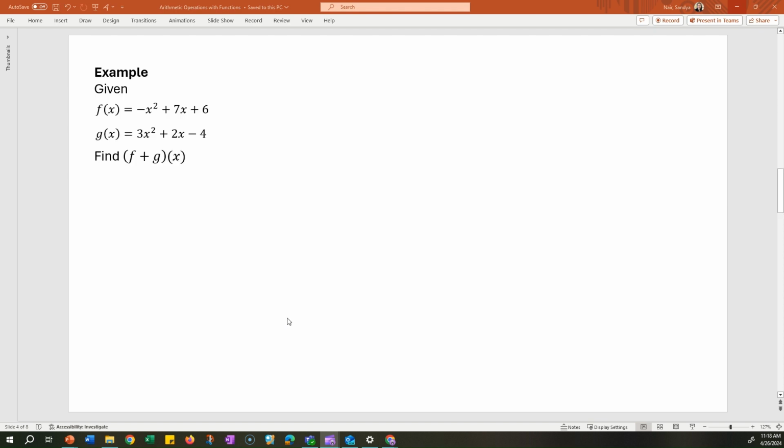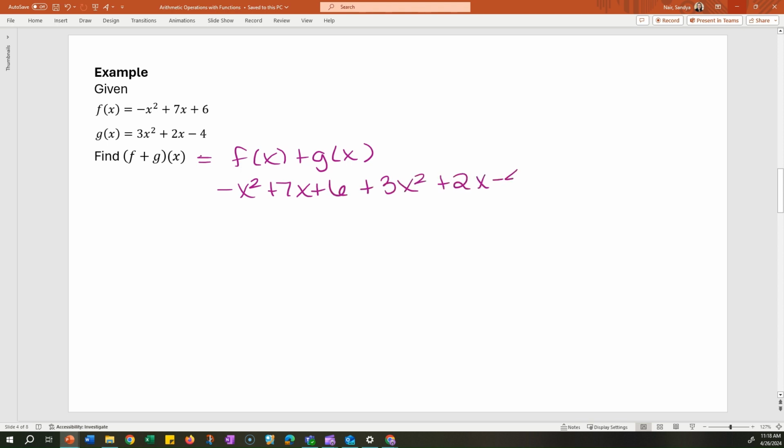So let's try this example. It says given f of x equals negative x squared plus 7x plus 6 and g of x equals 3x squared plus 2x minus 4, find f plus g of x. So basically remember that f plus g of x means take f of x and add it to g of x. So what we're going to do here is replace f of x with negative x squared plus 7x plus 6 and then add it to g of x, which is 3x squared plus 2x minus 4.